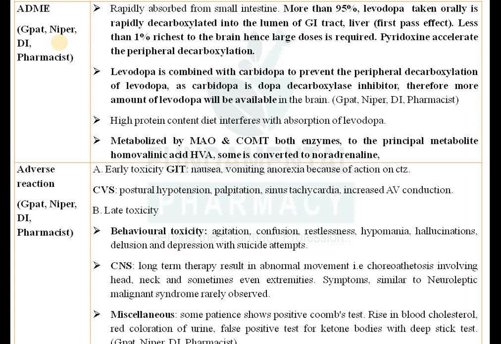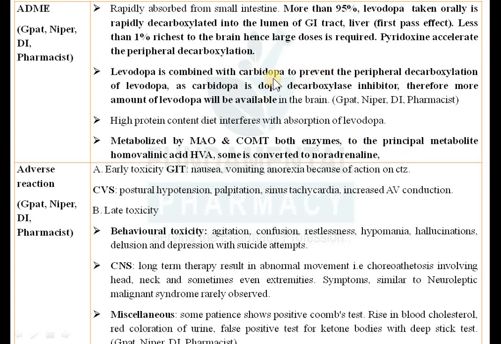To prevent this metabolism, they use a drug known as carbidopa. Carbidopa is combined with levodopa, and carbidopa is nothing but a peripheral dopa decarboxylase inhibitor. The dopa decarboxylase enzyme, which is responsible for the peripheral metabolism of levodopa to dopamine, will be inhibited by carbidopa. Remember, it is very important: levodopa is combined with carbidopa to prevent its peripheral metabolism.